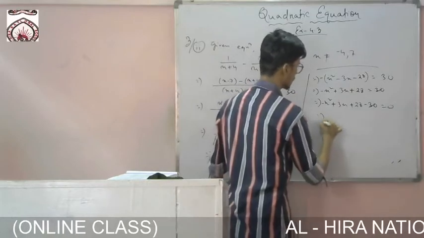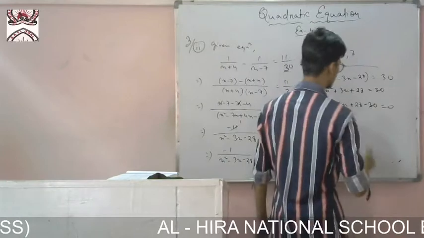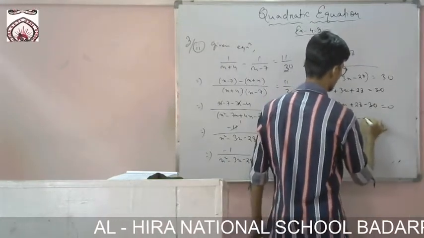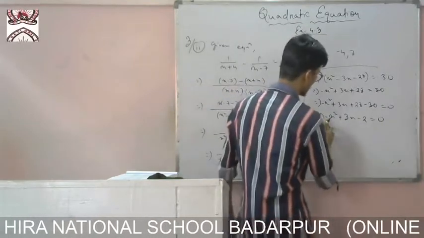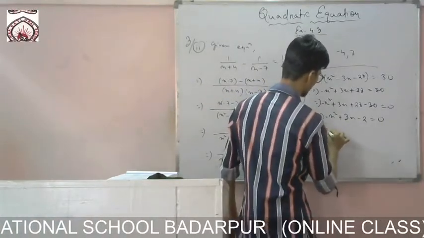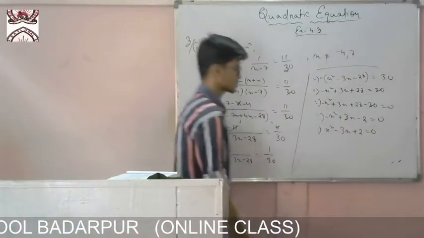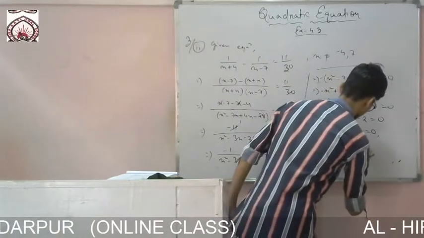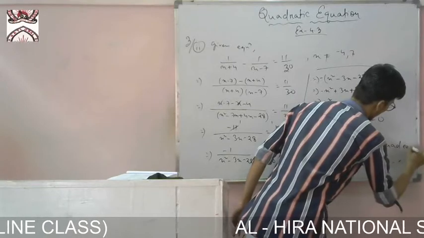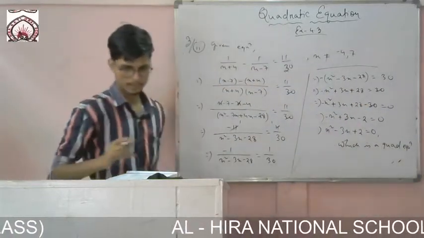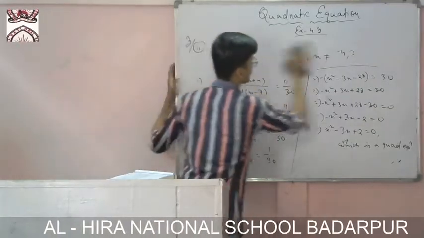Now if I solve it in one line, it will be x square minus 3x plus 2 equals 0. I cannot keep the minus along with x square, so I am writing it as x square minus 3x plus 2 equals 0, which is a quadratic equation. Now I can solve it very easily.